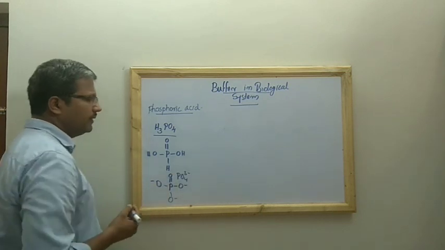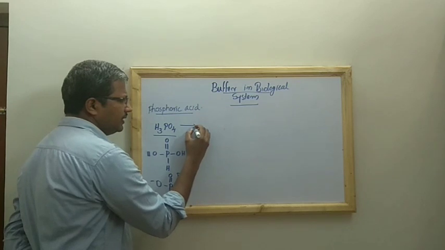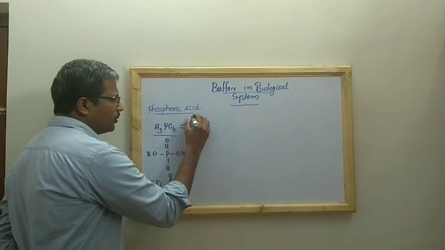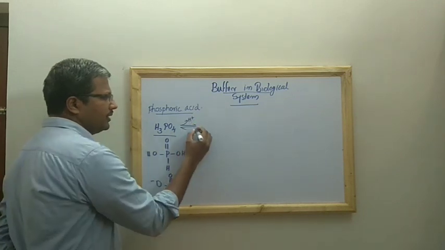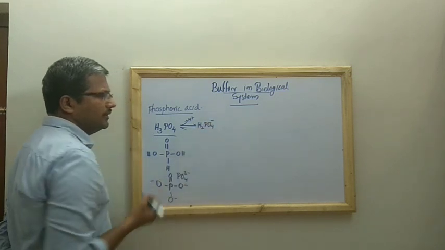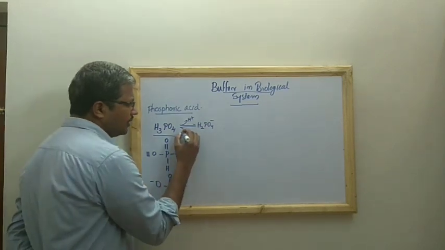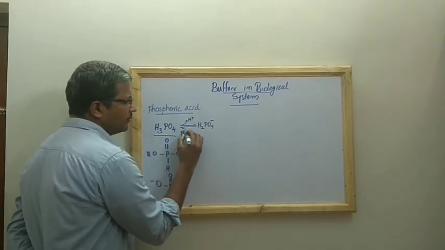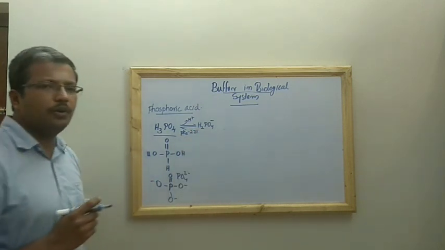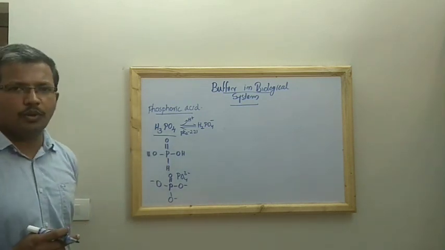Let us see the dissociation of this. H3PO4 gives one proton, and as a result it forms H2PO4 minus. It has a dissociation constant, that is the pKa, of 2.21. The negative logarithm of the dissociation constant of H3PO4 is 2.21.